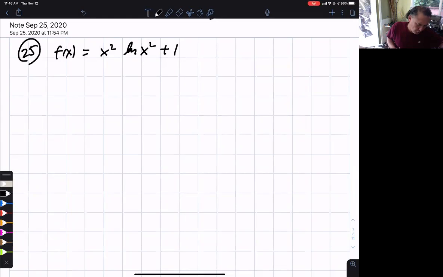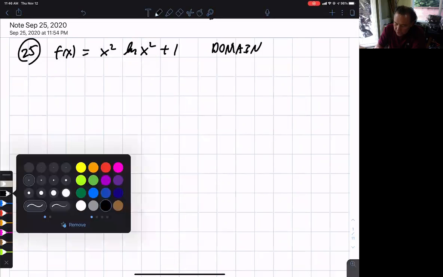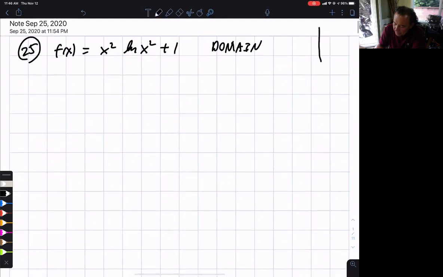Do they give us a domain on 25? They don't give us a domain, so we'll have to talk about that a tad bit. The domain of this function, you have to know how to find that. And if you look, it's going to be limited by the ln of x. And do you all know what ln of x looks like? Hopefully you know that it looks like that.